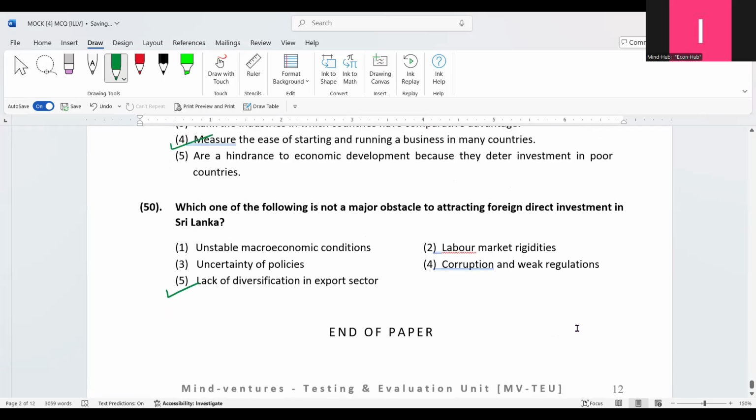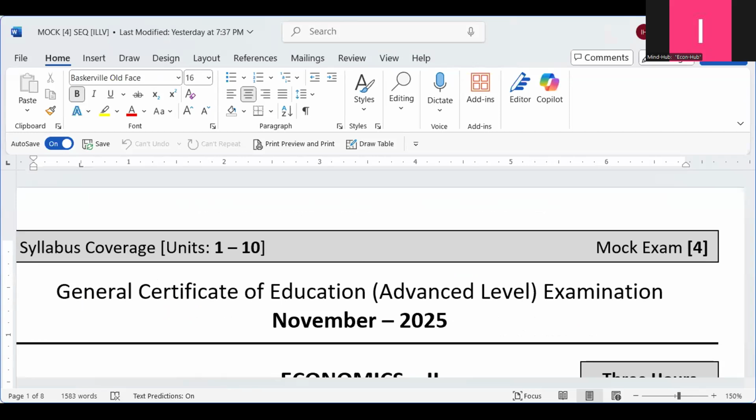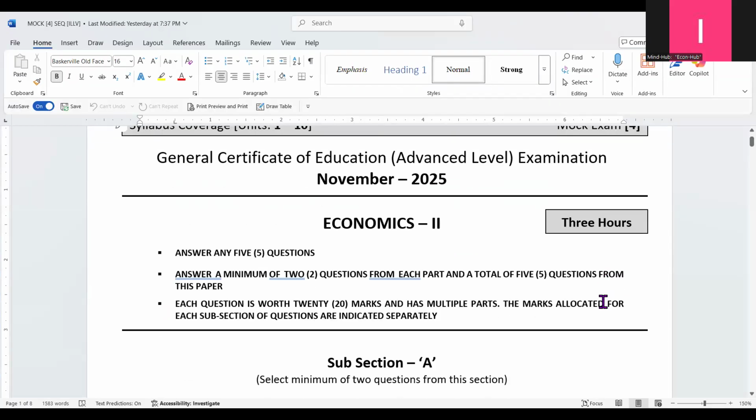Right. So those are the 50 questions in the MCQ paper. Then I would like to quickly highlight a few things in the structured paper also. So let's share that too. Hopefully you can see the structured paper now on the screen.